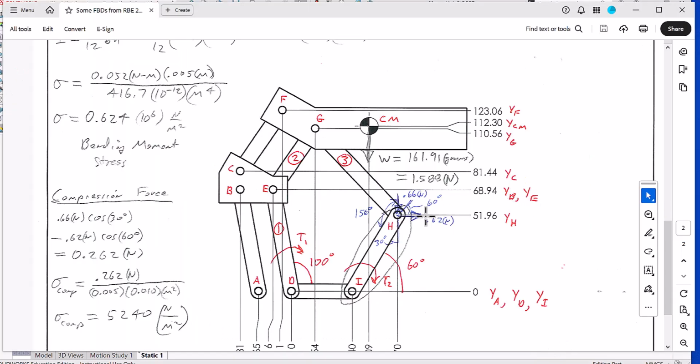Okay, so here's our sketch again. And again, we estimated the bending moment stress was going to be about 624,000 newtons per square meter. So that seems to be in the ballpark. And so that's, again, an example of calculating the compressive stress and the bending moment stress. So I hope this helps.